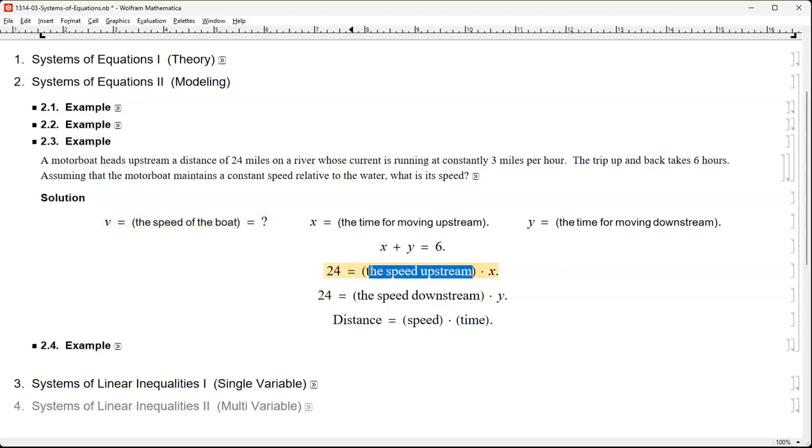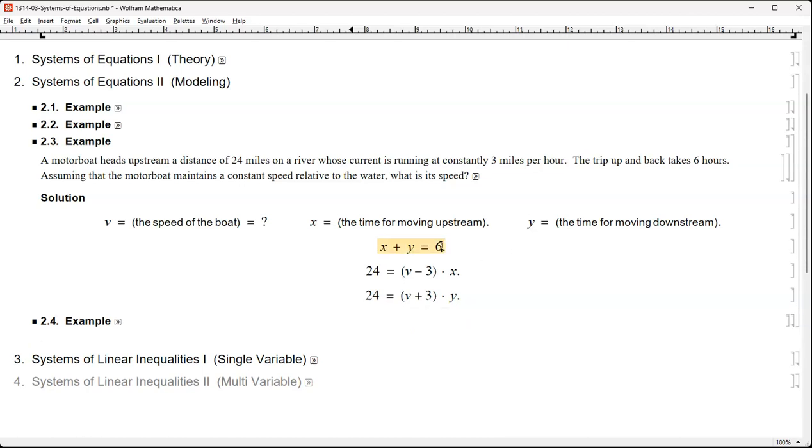What is it? Speed moving upstream, you have to subtract 3. Speed moving downstream, you have to add 3. Now I don't need this one anymore. Equation number 1, number 2, number 3, with 3 variables, x, y, and v. The setup is complete. Do you agree? So the setup is complete.